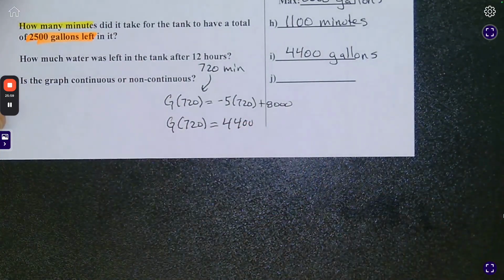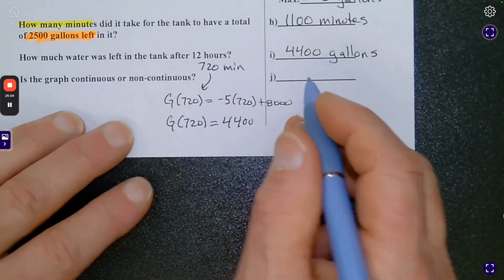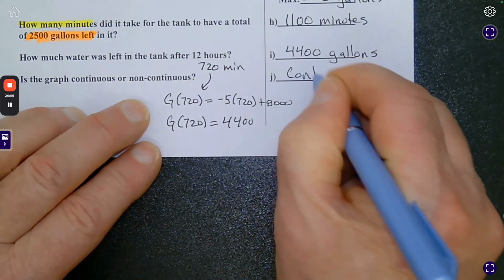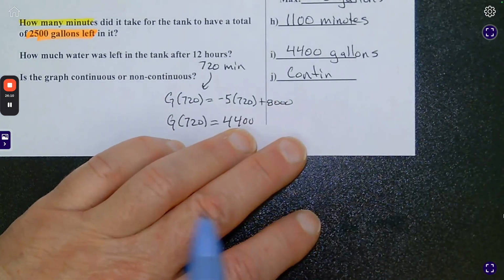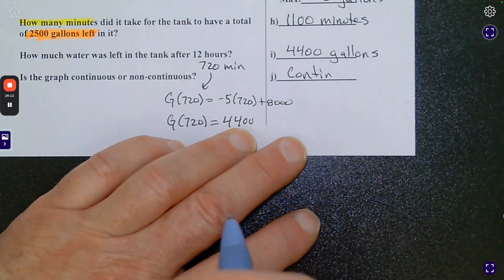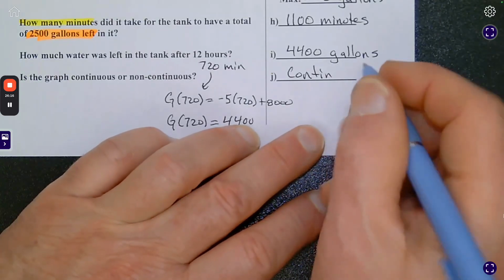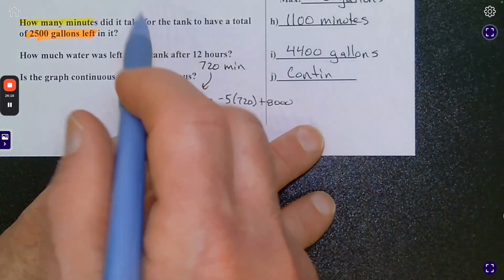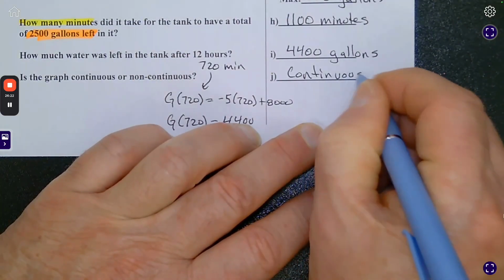Is this graph continuous or non-continuous? Well, heck, they should ask that question way up there. This is continuous because time is continuous. You can be leaking water for a second, for a half a second, for a minute, for 3 minutes, for 3 minutes and 40 seconds. So a time between 0 and 1,600 is valid.